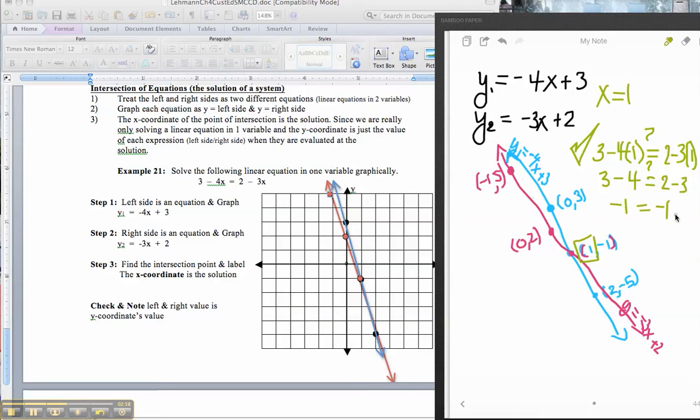Now I want you to notice something about this. This was a check, right? I want you to notice that the negative 1 is the value in the y. That is because when x equals this, the value of each expression is that negative 1. And so that's what we see in our check. But our solution is the x-coordinate. X-coordinates are the solutions.